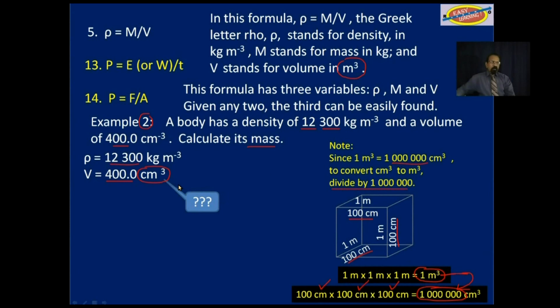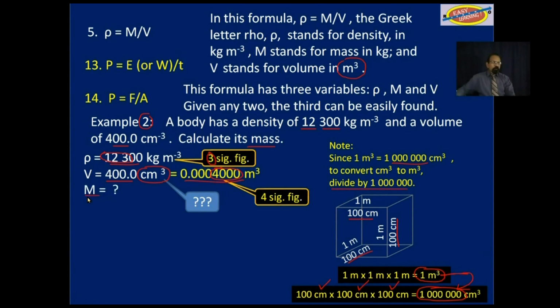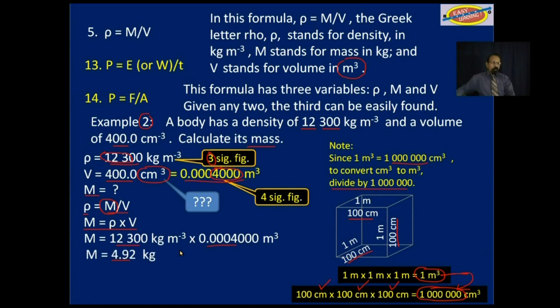So we divide that 400.0 by 1,000,000 and we get this. This one has 3 significant figures. This has 4 significant figures. And so our answer will have 3 significant figures. We want to find M. We know that density is equal to mass over volume. We change that to make M the subject, and we get M is equal to rho times V. We substitute the numbers we are given, and we get 4.92 kilograms exactly.